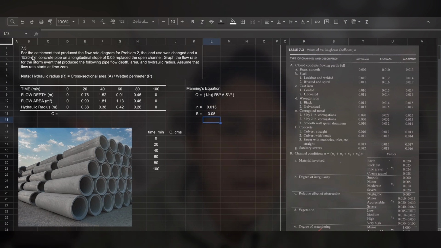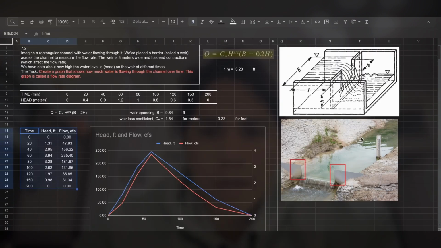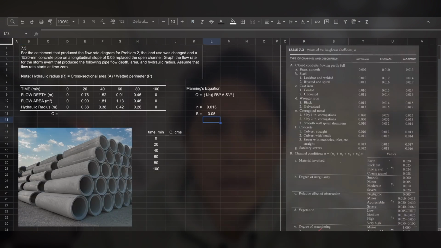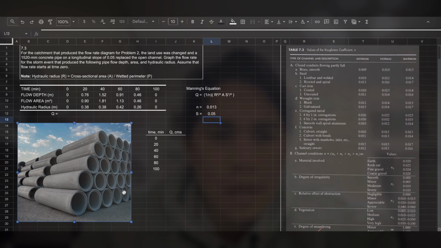7.3. For the catchment that produced the flow rate diagram for problem 2, the previous problem, the land use was changed and a 1,520 millimeter concrete pipe on a longitudinal slope of 0.05 replaced the open channel. So instead of having an open channel, now that was replaced by a concrete pipe that is going to drive all that water downstream. A concrete pipe might look like this, I have an image here. So probably it was changed by that.